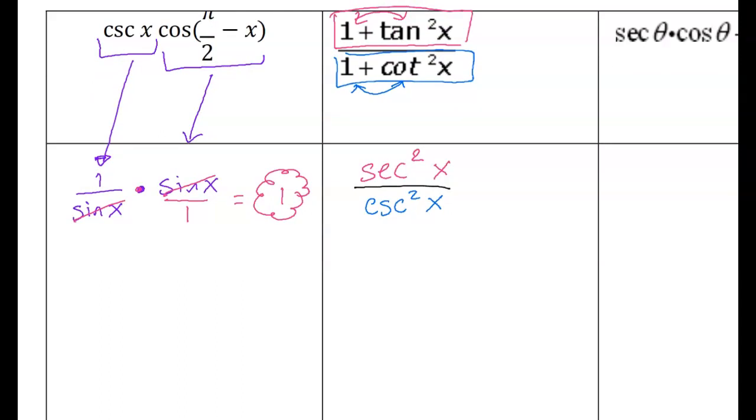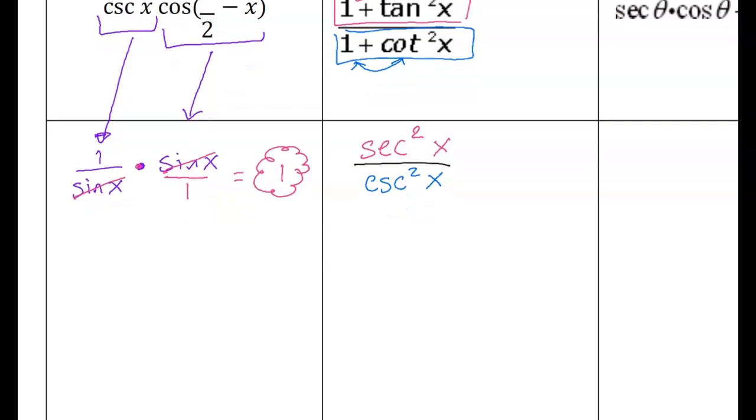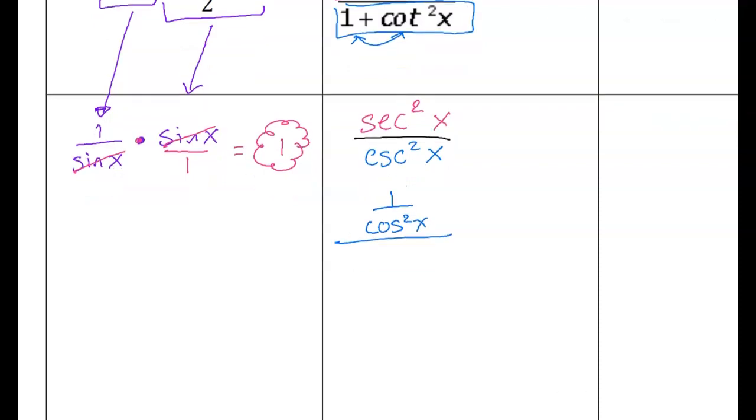Yes, well, the reciprocal. You write the reciprocal. So secant is the reciprocal of cosine. So I'm going to write 1 over, now this is the squared version, so it's cosine squared of x, all over cosecant is the reciprocal of sine, 1 over sine, again, it's the squared version.